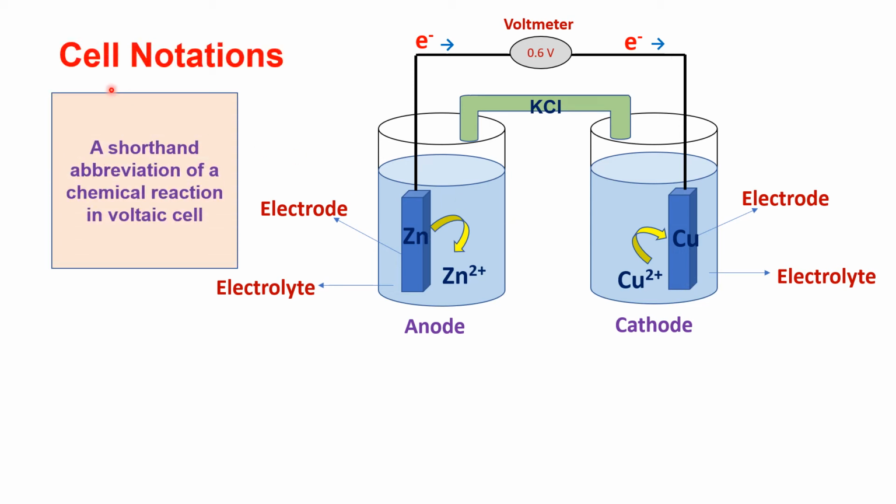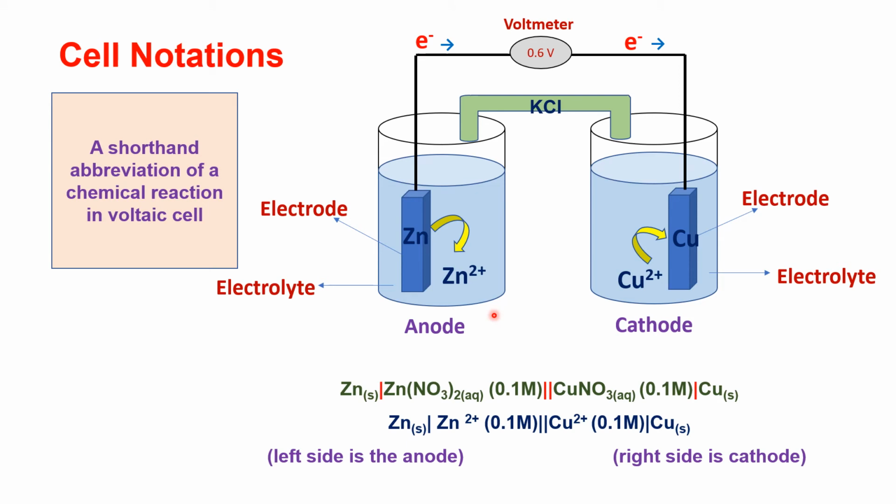Now we will write the cell notation for this cell. What is meant by the cell notation? It is a shorthand abbreviation of a chemical reaction in a voltaic cell. We will write some symbols for this cell.